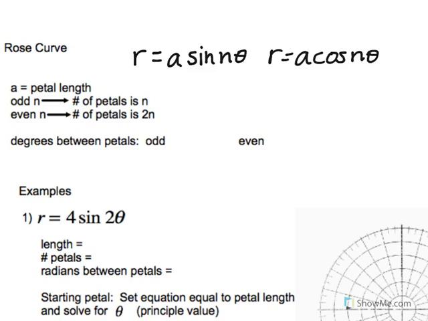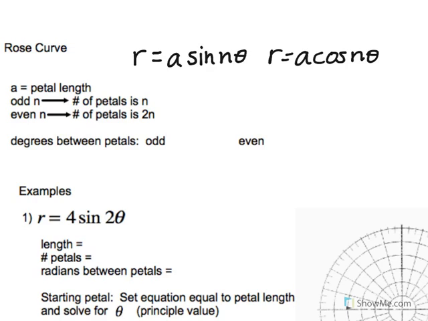So a is going to be your petal length, that's your first number. And then the n varies. If you have an odd n, the number of petals is that number. If you have an even n, it doubles the number of petals. And that has to do with the cycles of the graph and where those fall on the rectangular side.